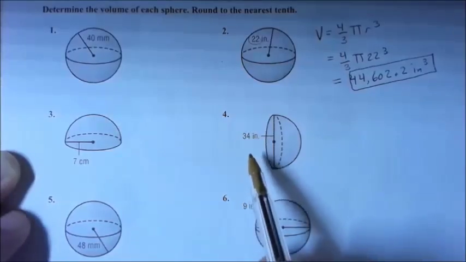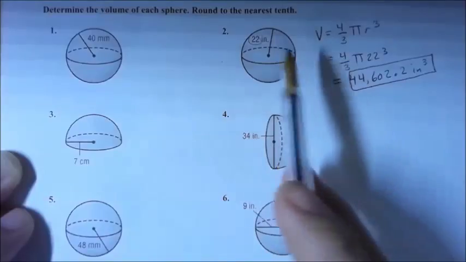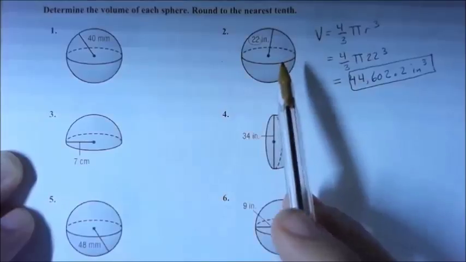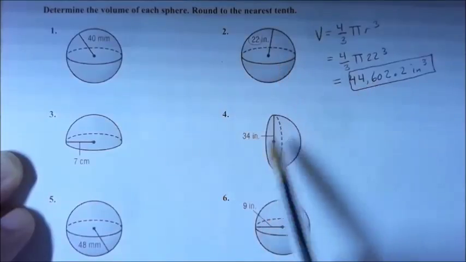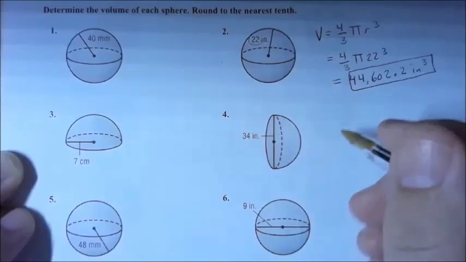And notice we're going to do number 4 now. Notice number 4 is half of a sphere. So the only difference is, since it's half of a sphere, we're going to take our final answer and cut it in half. And that's the best way to do it. So let me give you an example.